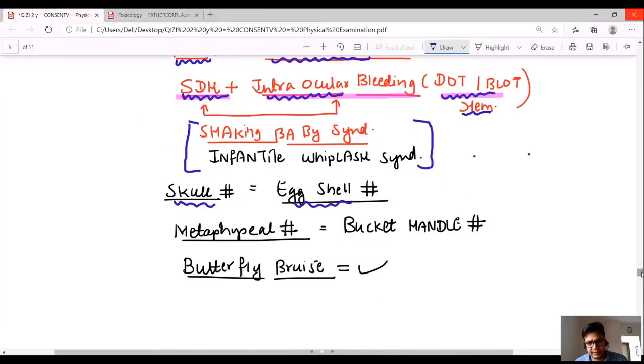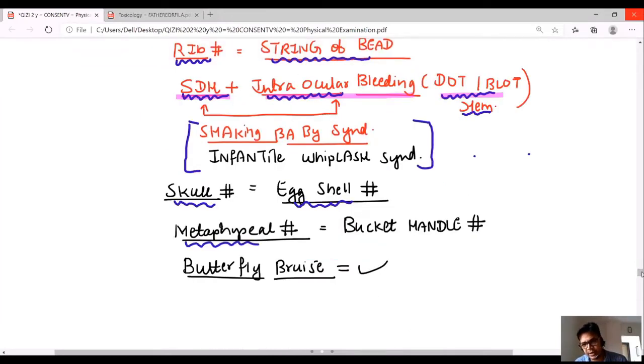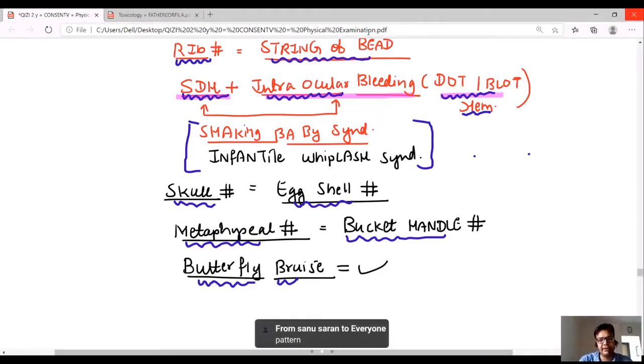Metaphyseal fracture is known as bucket handle fracture. And I have already told you about butterfly bruise. Butterfly bruise is an example of which bruise? Ectopic, artificial, or patterned? Yes, it is a pattern bruise. Absolutely right. It is a pattern bruise.